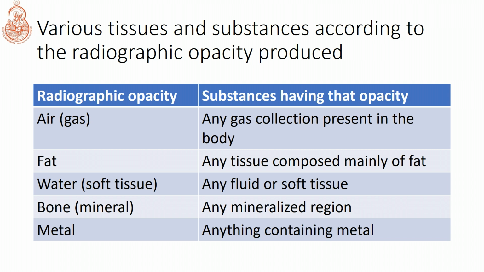The fourth one is the bone or the mineral opacity, and this is usually due to the mineralized region. This can be seen in skeletal bones, or in radiographs of animals which have consumed certain bony pieces. And the next one is metal, which would look very bright on a radiograph, and this can be due to anything that contains a metal.